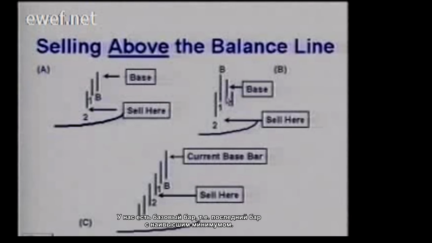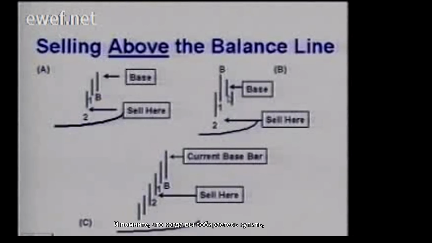We have a base, which is the most recent highest low. And remember that when you're looking for a buy, you're looking at the most recent lowest high. When you're looking for a sell, you're looking for the most recent highest low. This is the most recent highest low. So this is our base bar. And this becomes 1 lower low, and this becomes our signal because we're going uphill.